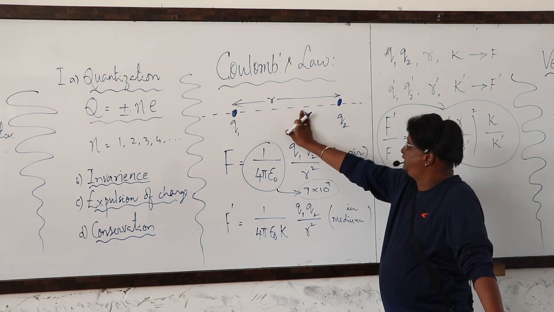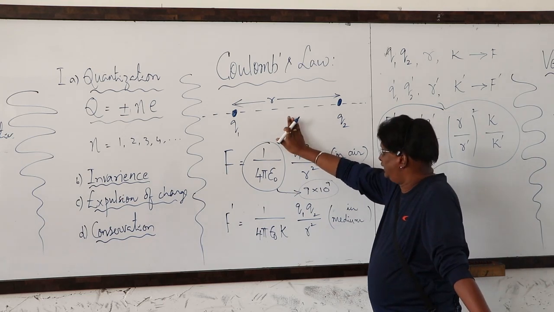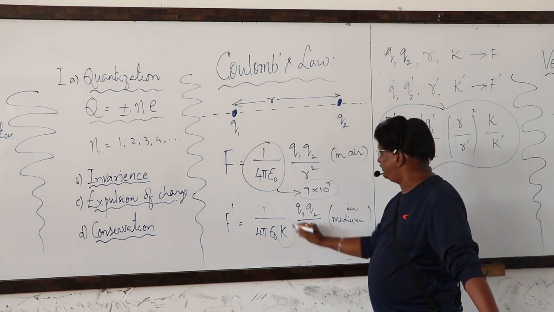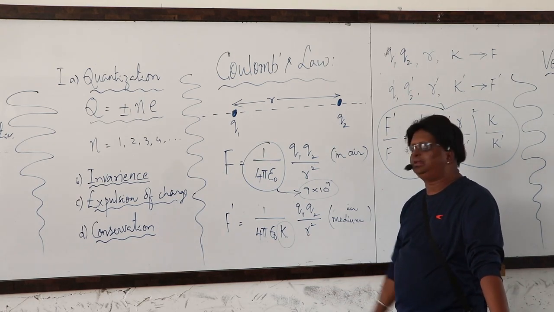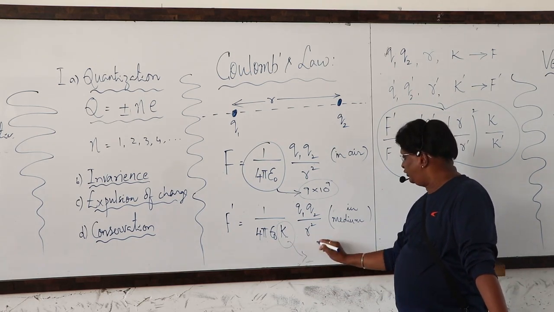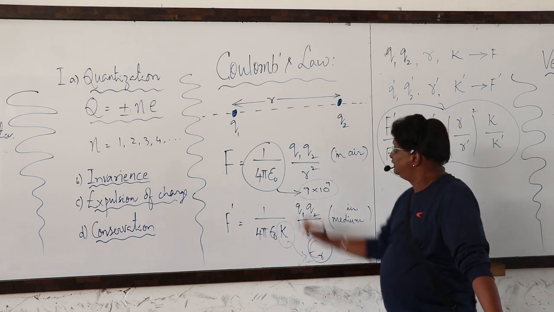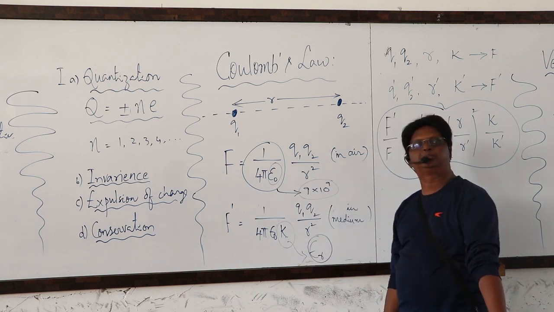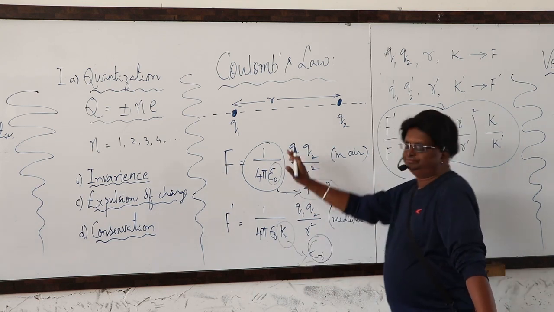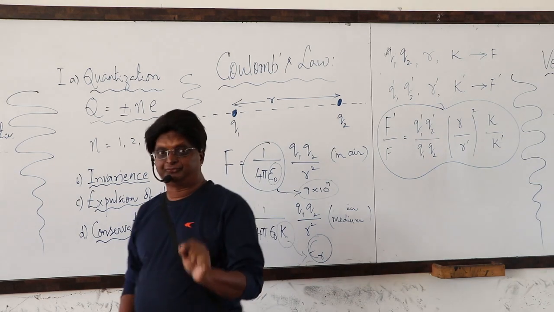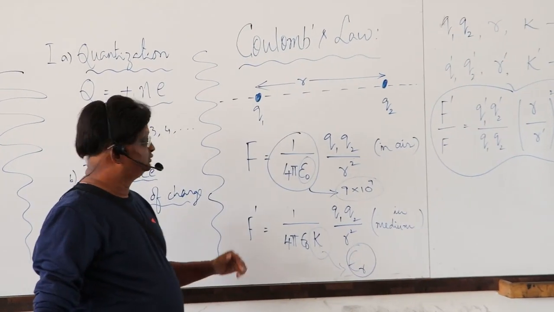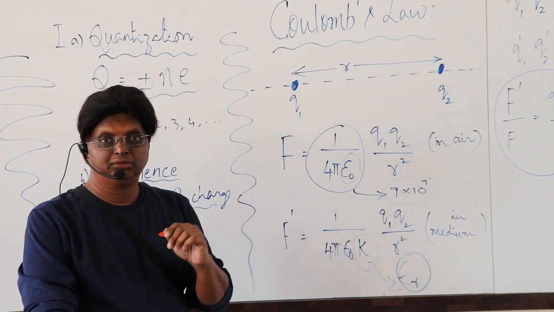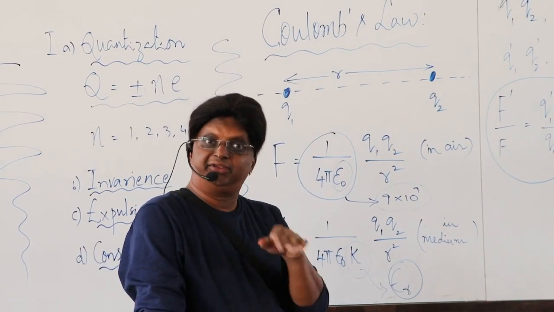For any other medium, replacing air, you use one more constant in the denominator, this K, the dielectric constant, a very popular thing which is also called relative permittivity. This is called absolute permittivity. This is the Coulombic force that you know pretty well. Now the point is how problems arise in this topic.